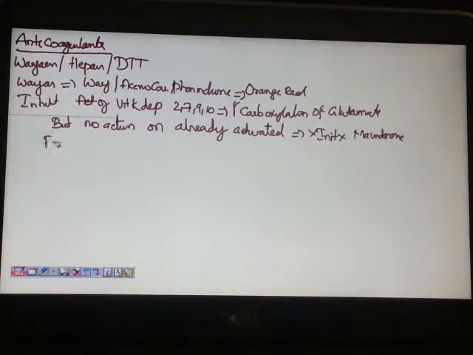First factor to disappear is factor 7. Half-life is 6 hours. Last to disappear is factor 2. Half-life is 60 hours. So that's why it usually takes 2 to 3 days for full effect to occur. Very important, because it cannot deactivate the already activated factors, it cannot be used as an initiation therapy.